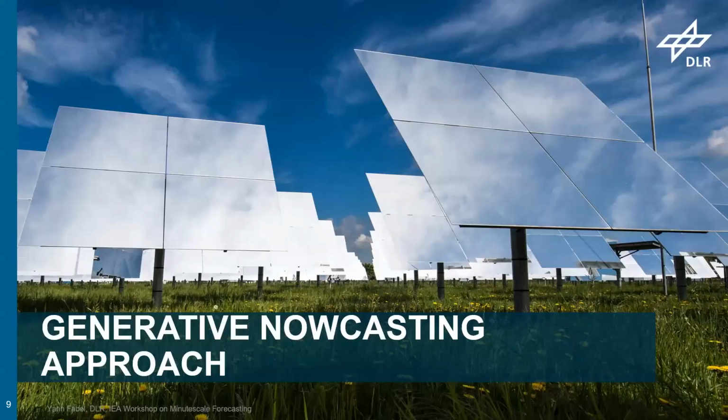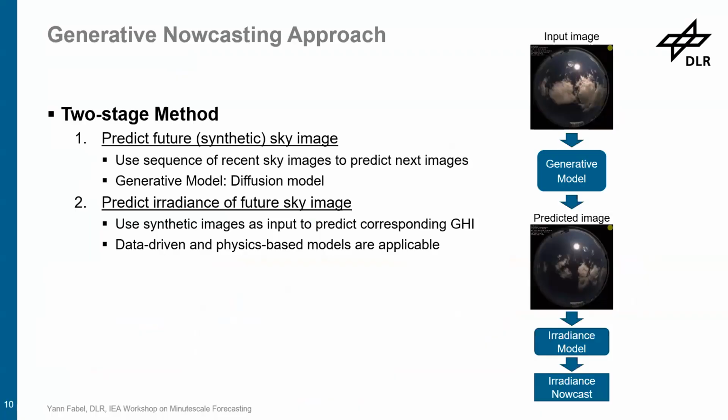And that's the reason why we are now focusing on a different approach to actually catch those ramps also with data-driven models. And here we now came up with a two-stage method. So we first predict future sky images in a separate model, and then use another model to predict the irradiance from those future sky images.